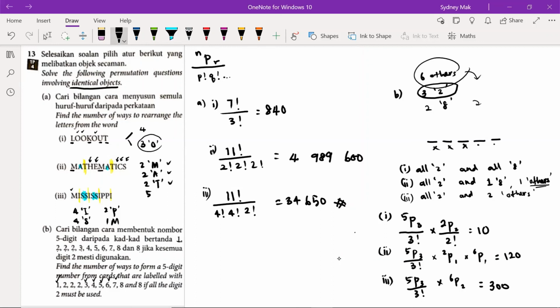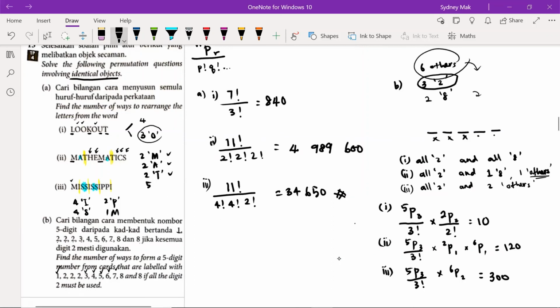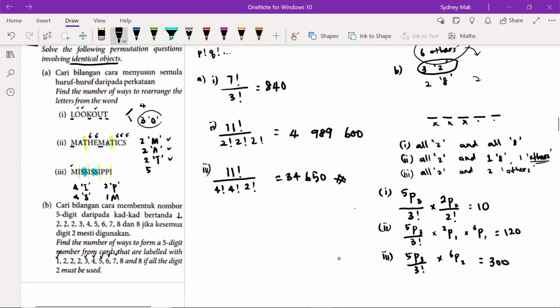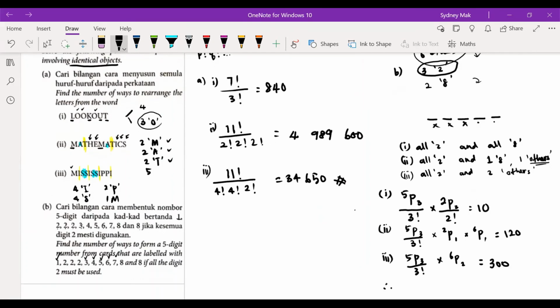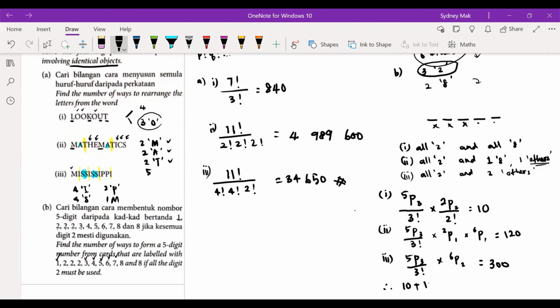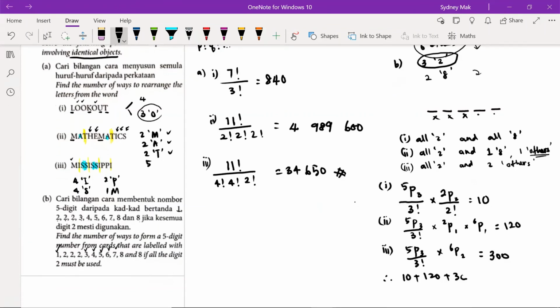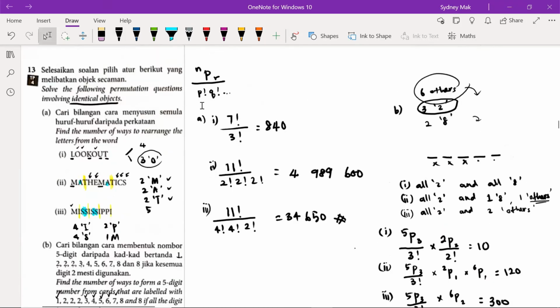Therefore, all in all, the number of ways to arrange the 5-digit number will be 10 plus 120 plus 300, so we have 430 ways. That's it. That's all for question number 13.